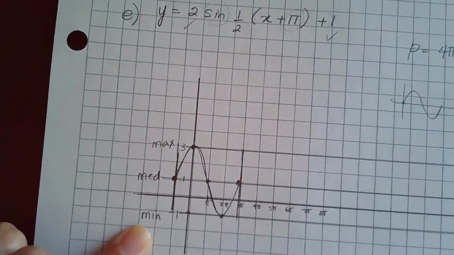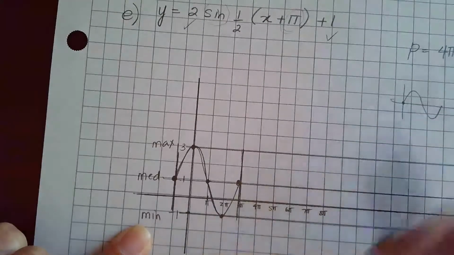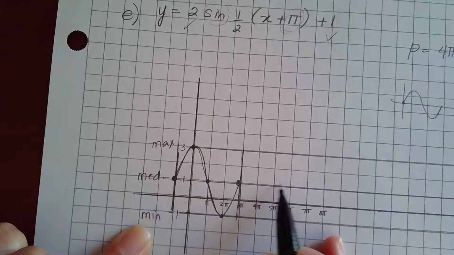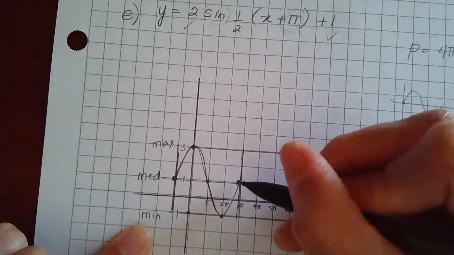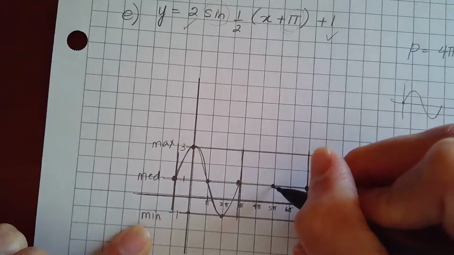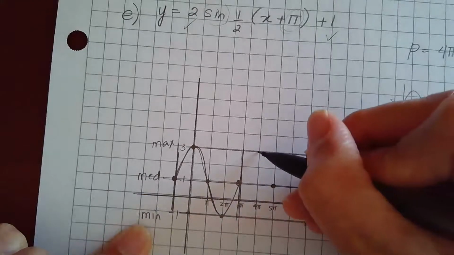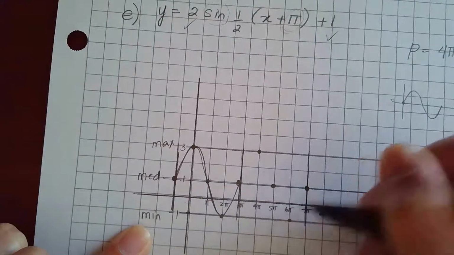Okay, and then repeat it again. So that's another 4 pi. So I can go 1, 2, 3, 4. That's going to be another 4 pi right there. Repeat it again. Median, ends in the median, middle, maximum, and then this is the minimum.